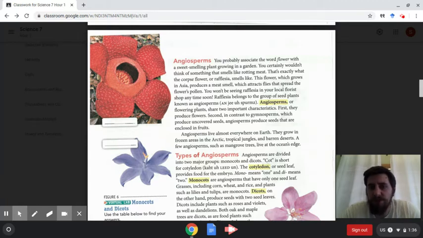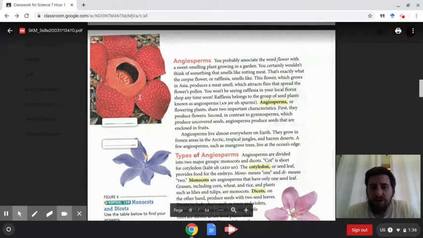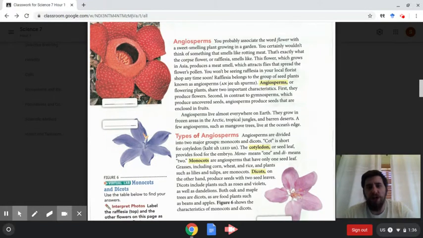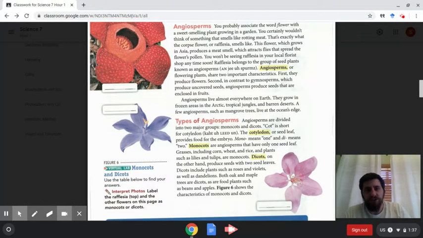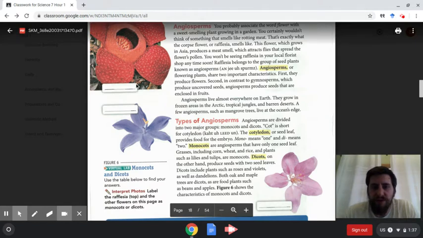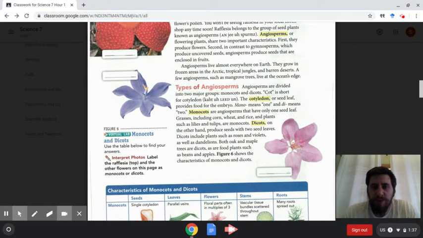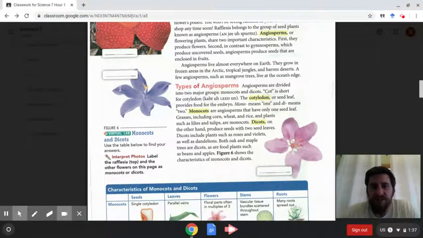Rafflesia belongs to a group of seed plants known as angiosperms. Angiosperms, or flowering plants, share 2 important characteristics. First, they produce flowers. Second, in contrast to gymnosperms, which produce uncovered seeds, angiosperms produce seeds that are enclosed in fruits. Angiosperms live almost everywhere on Earth. They grow in frozen areas in the Arctic, tropical jungles, and barren deserts. A few angiosperms, such as mangrove trees, live at the ocean's edge.